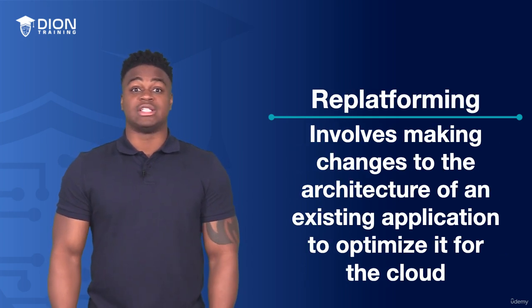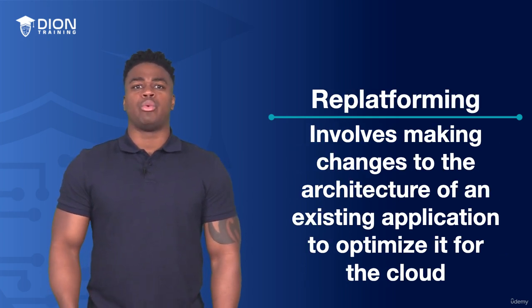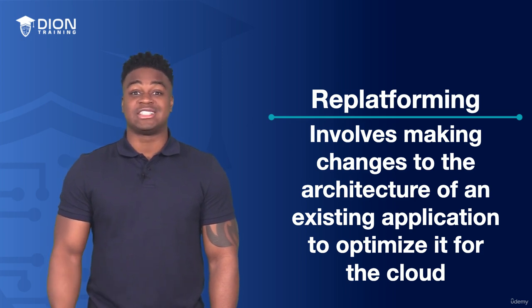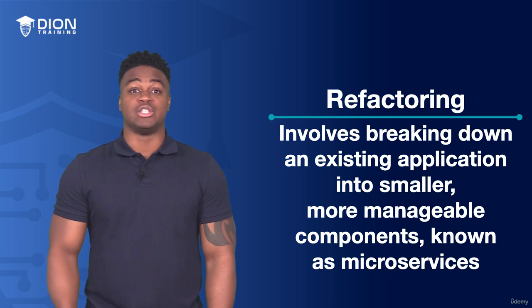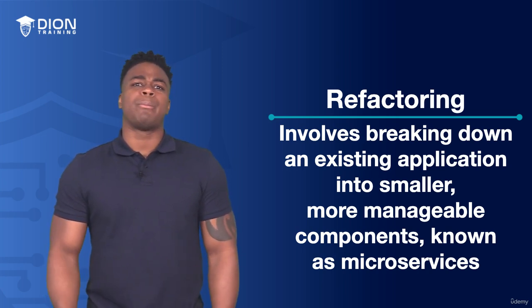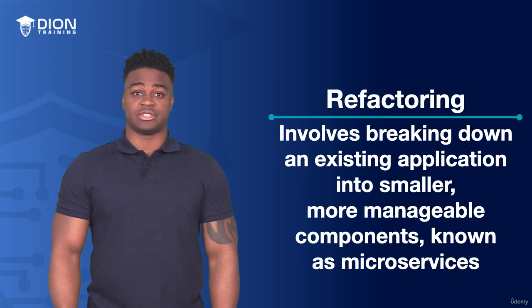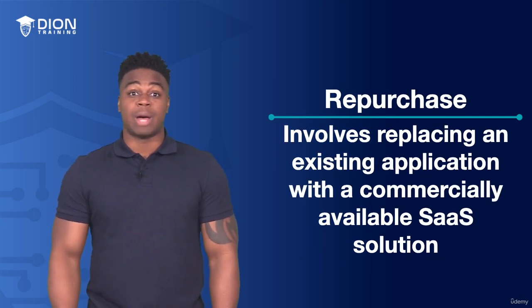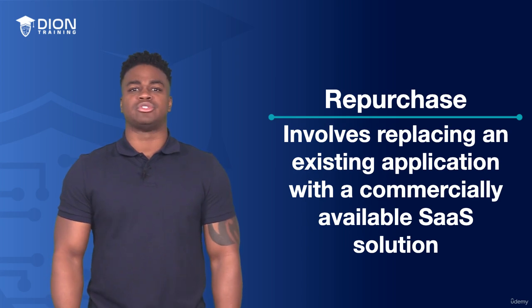Replatforming, also known as lift, tinker, and shift, or re-architecture migration, involves making changes to the architecture of an existing application to optimize it for the cloud. Refactoring, also known as rip and replace, involves breaking down an existing application into smaller, more manageable components known as microservices. Repurchase, also known as drop and shop, involves replacing an existing application with commercially available software as a service, or SaaS, solutions.